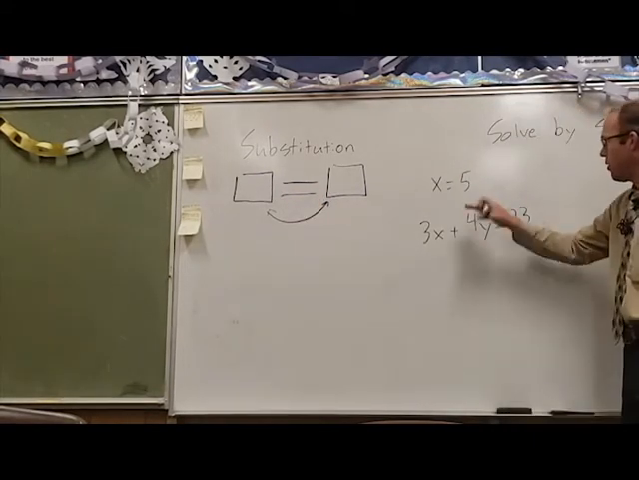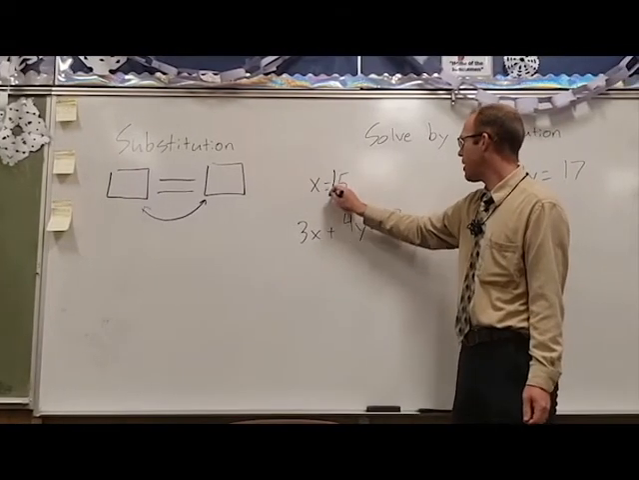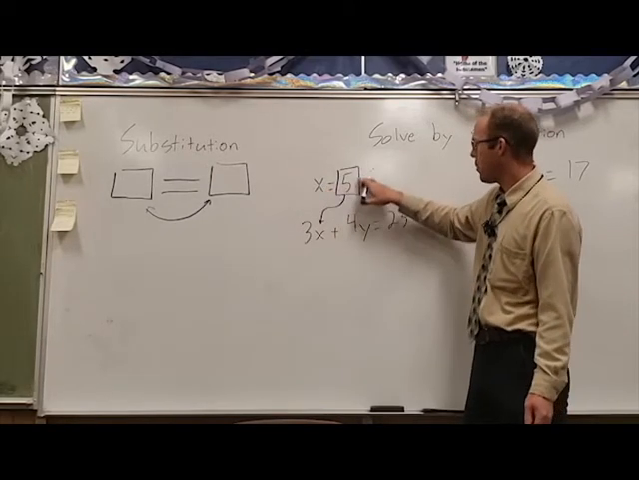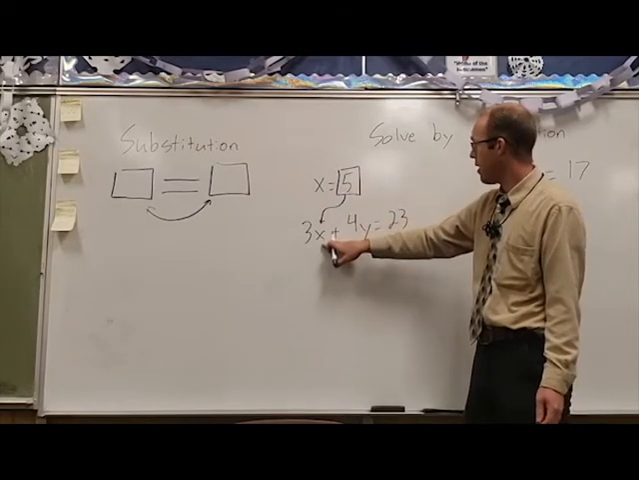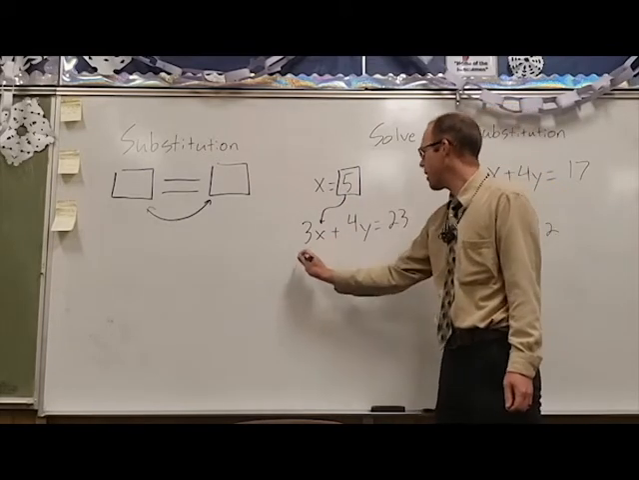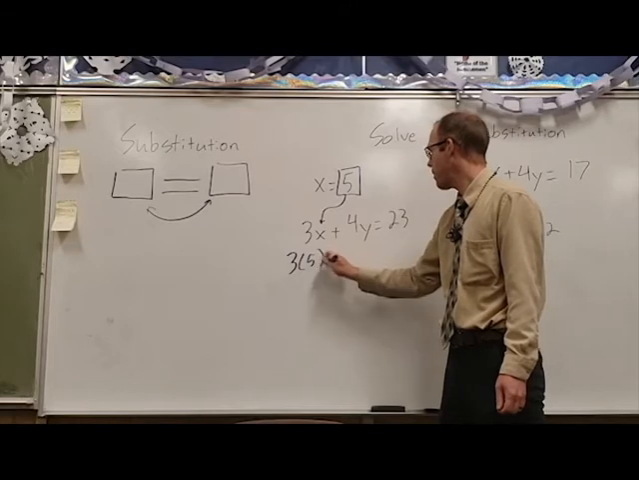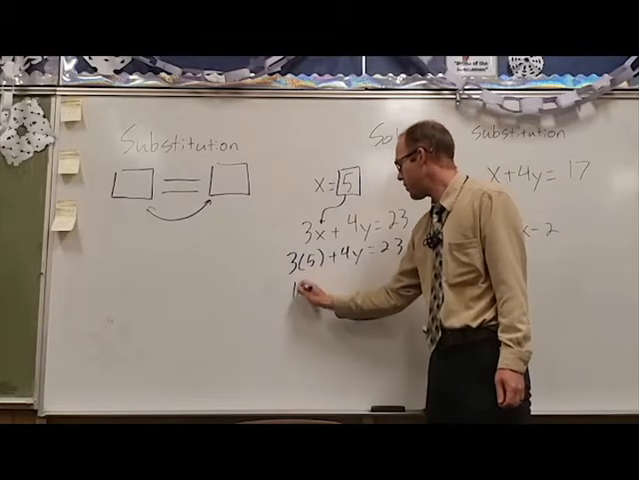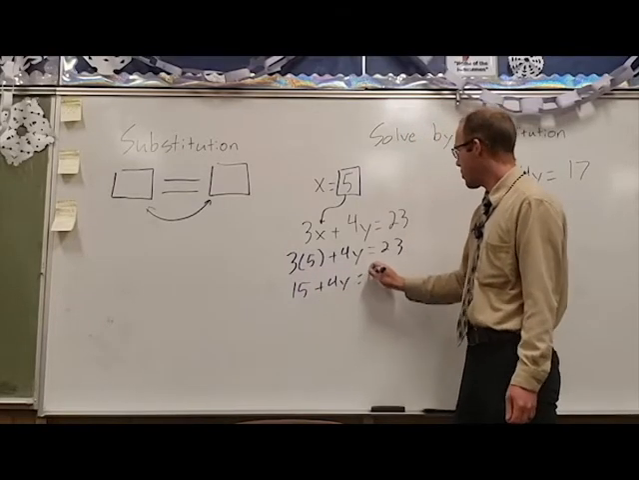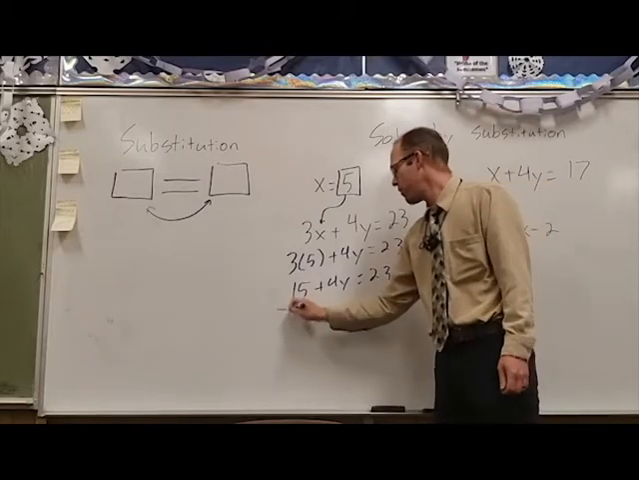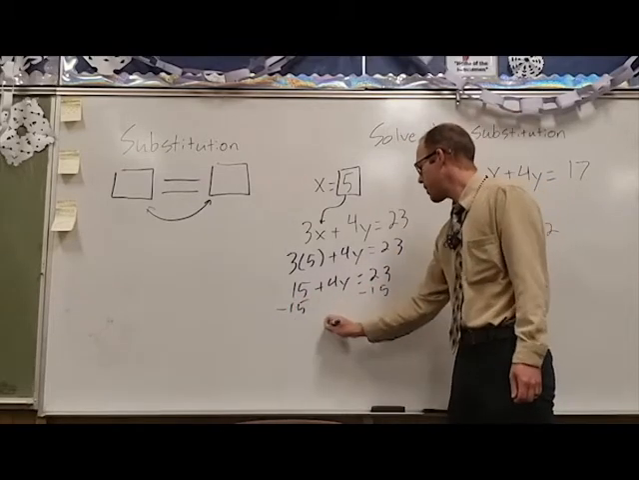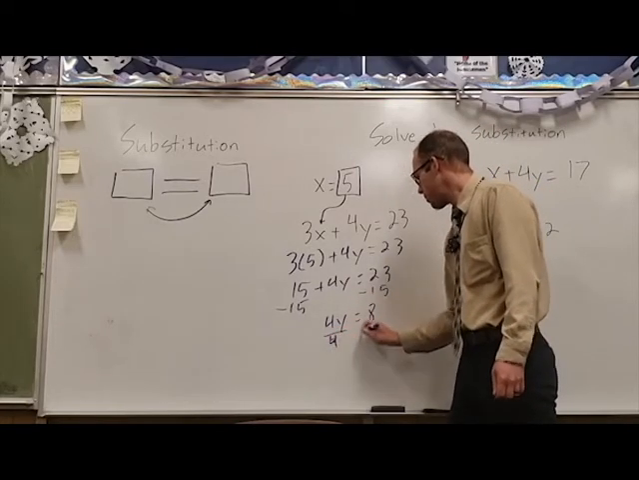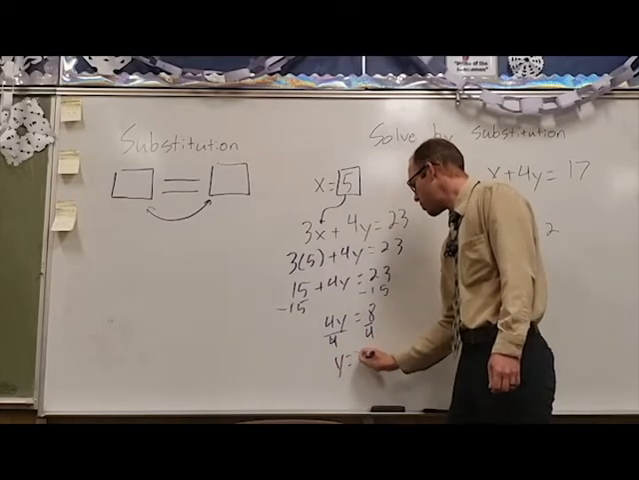Now, on this one, you've seen that x equals 5, and you've taken things like this and plugged them in before in the past, probably. So x can be replaced by the value of 5, and we're going to do that down here to solve our systems of equations. That gives us 3 times 5 plus 4y equals 23. 3 times 5 is 15. And we're going to solve this equation now just like we've done in the past. We'll subtract 15 from both sides. That gives us 4y equals 8. And we'll divide by 4 to eliminate that. And that gives us y equals 2.